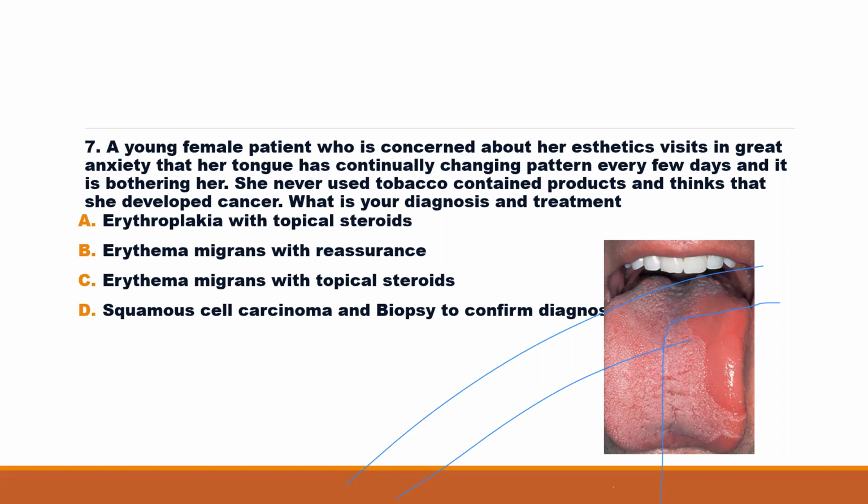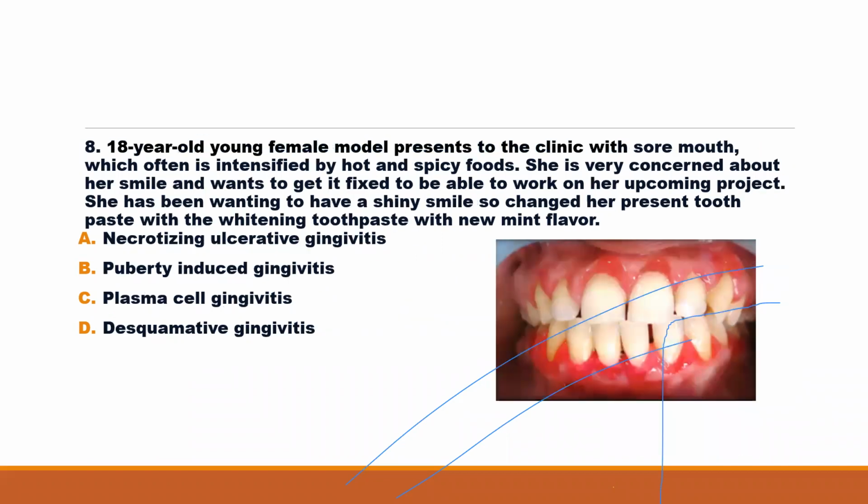Sharing results for question 7. So the answer for question 7 is B. It is erythema migrans, and you have to just tell the patient that it's going to be fine and it's normal, and if it's symptomatic, then we can write the treatment. So yes, it's B. That's the next.